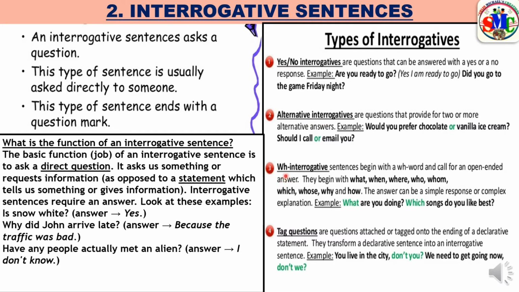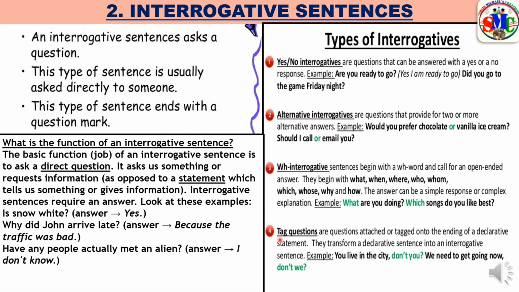The third type is WH interrogatives. These sentences begin with a WH word and call for open-ended answers. They begin with what, when, where, who, whom, which, whose, why and how. The answers can be a simple response or a complex explanation. For example, what are you doing? Or which song do you like the best?